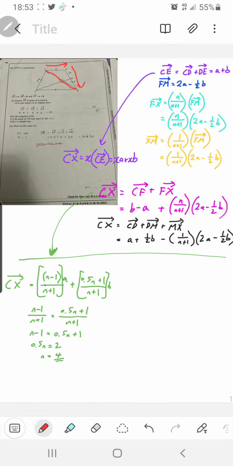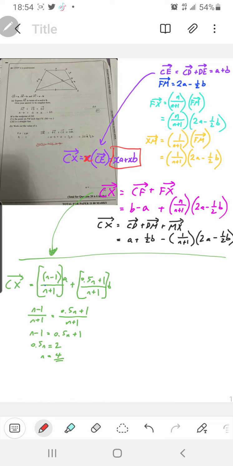Now, because we are going to deal with CX later, I want you to notice that CX is this one here. Okay, so if you want to find CX, you found CE already, right? So CX is like a part of CE, and we don't know how much, so we assume we let that be X. So CX is like X times CE, and if you expand this is what you should get. So that's one form of CX.